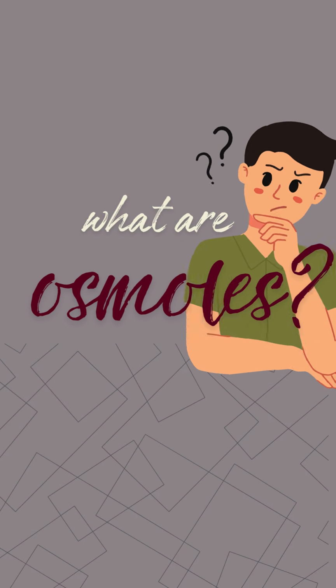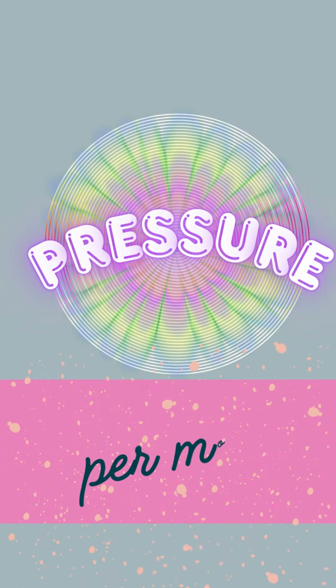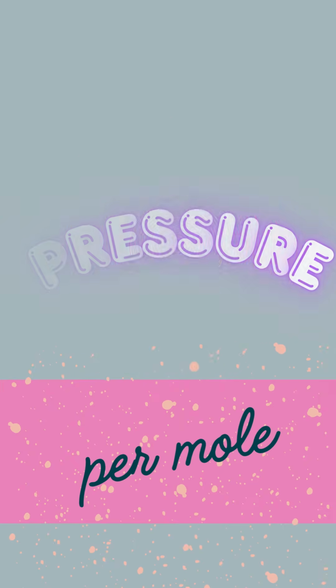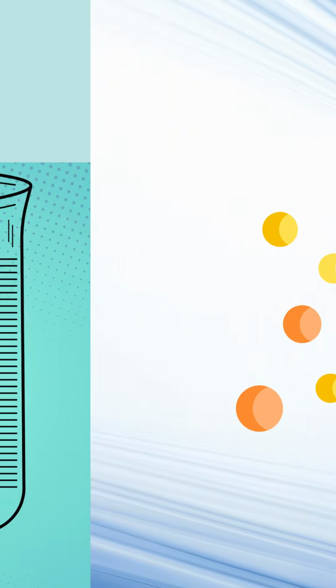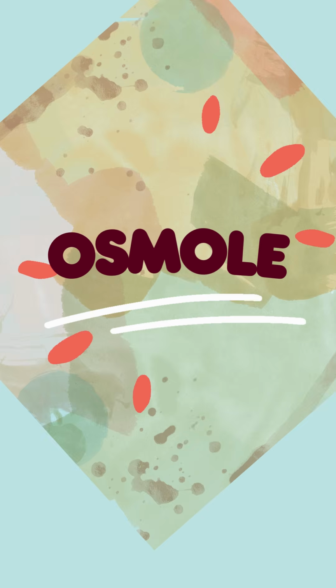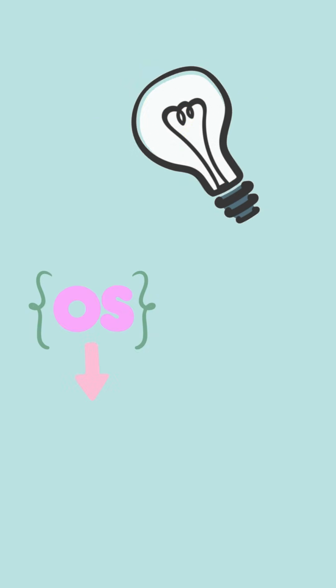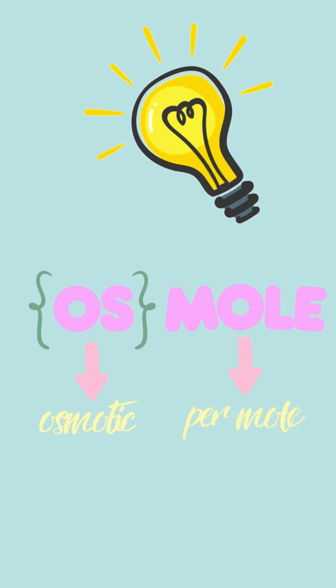Let's break this down. An osmol is the osmotic pressure produced by each mole of a substance in solution. Each mole is contributing to osmotic pressure. The pressure determines how water will or will not cross membranes. Hence the name osmol, osmotic pressure per mole.